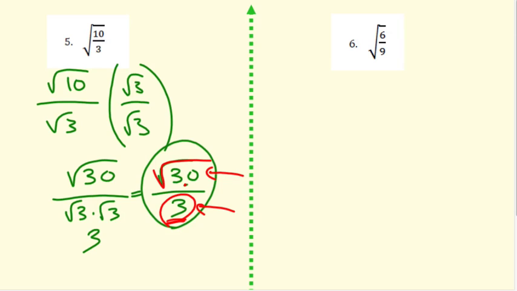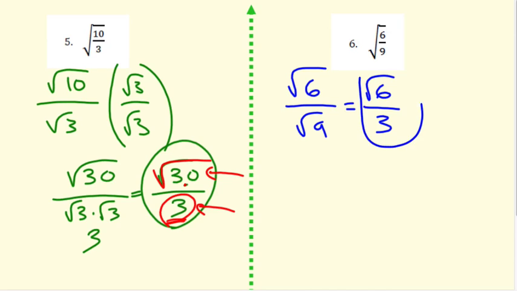So don't do that. Number 6, that's going to be square root of 6 over square root of 9. Start recognizing the square root of 9 is going to be 3. Square root of 6 over 3. There's your winner.